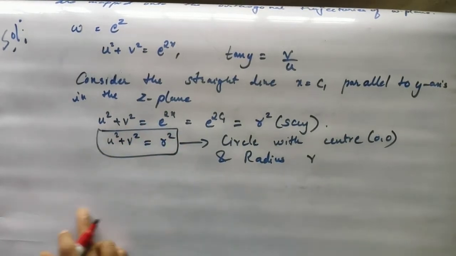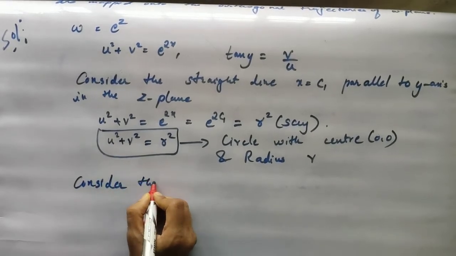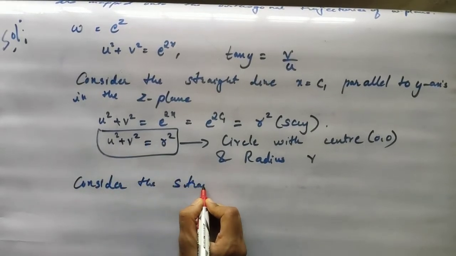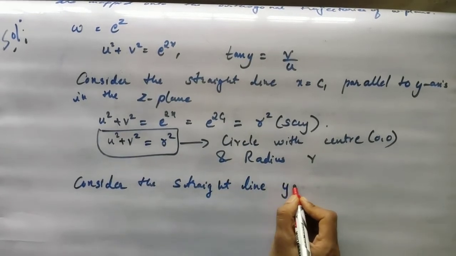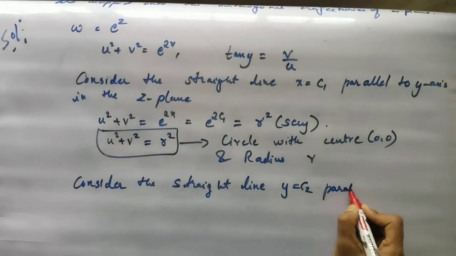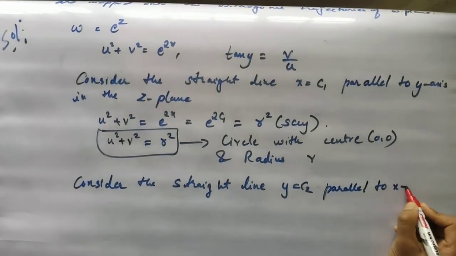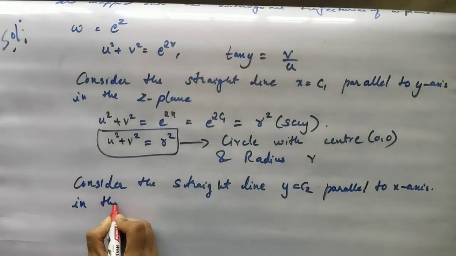Yes. So now let us consider another straight line which we had to discuss. Consider the straight line y is equal to C2, because C1 I have already used. This is parallel to what? The x-axis. Yes or no? Parallel to the x-axis in the z plane.